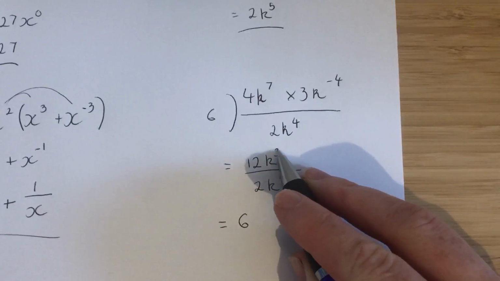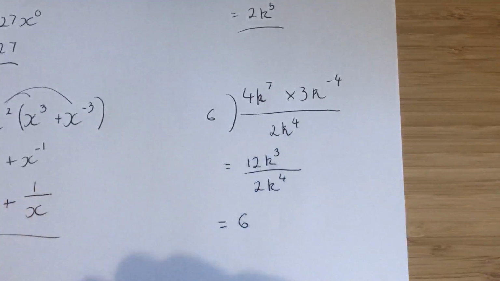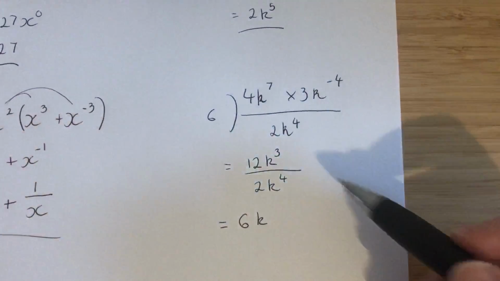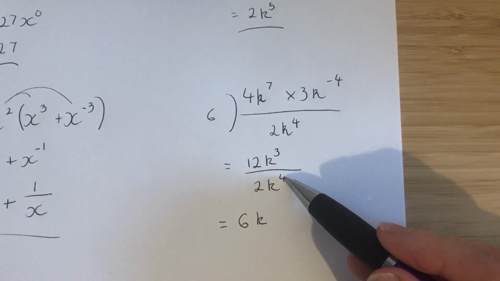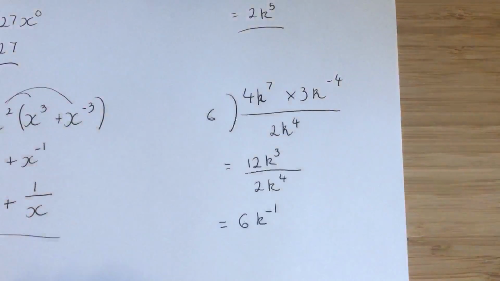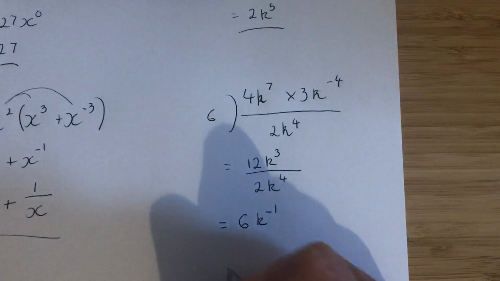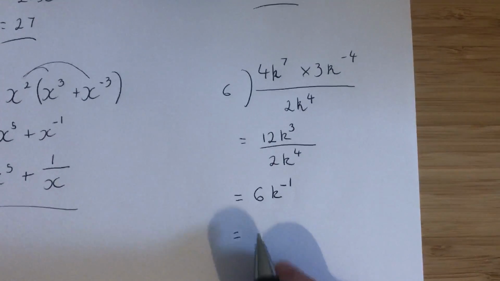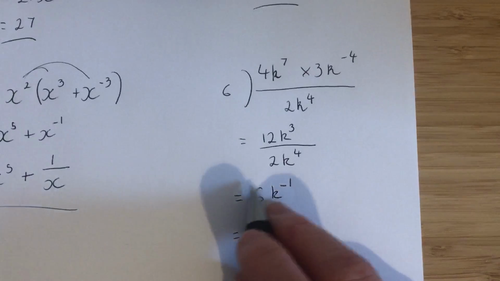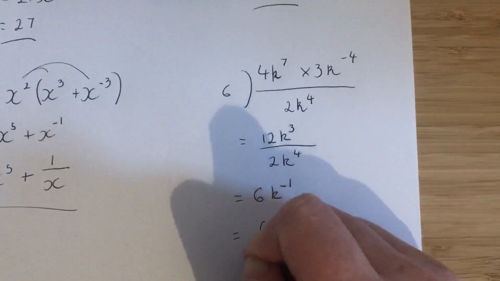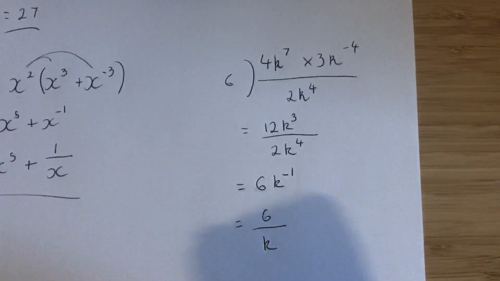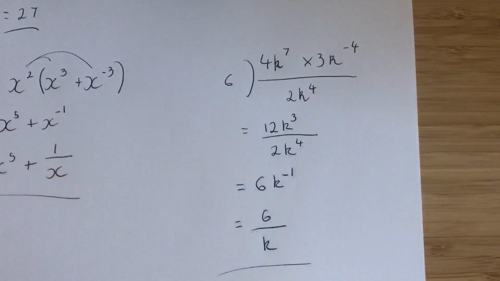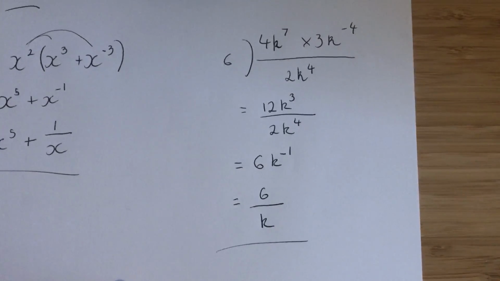k to the power of 3 divided by k to the power of 4, you're going to subtract those powers. So 3 minus 4, you've got k to the power of negative 1. And then finally we're just going to move that k to the power of 1 to the denominator. The 6 isn't to the power of negative 1 because it's not inside a bracket. So the 6 stays at the top over k. We can imagine to the power of 1 is there. And that's you using some negative powers.